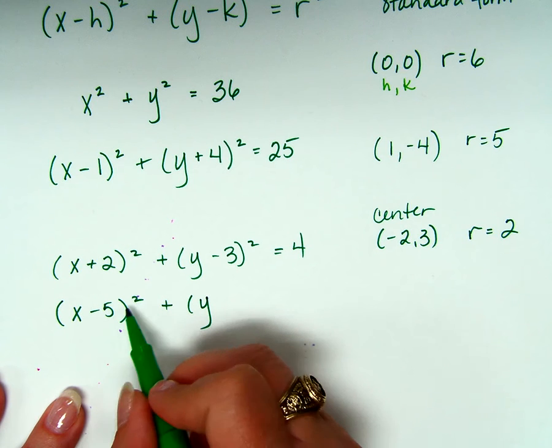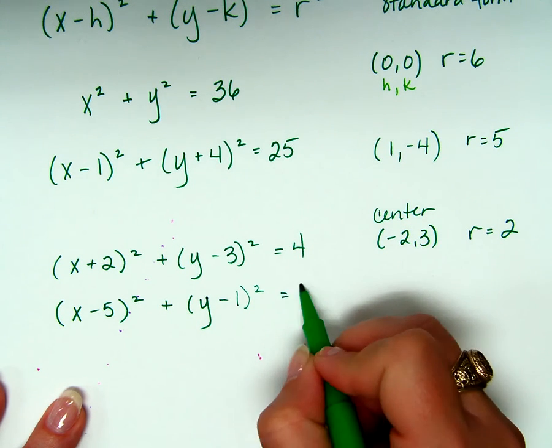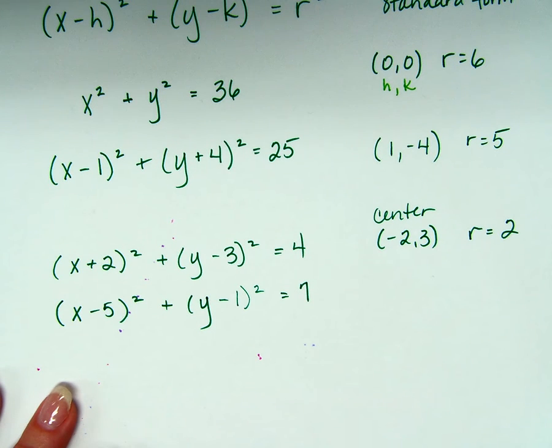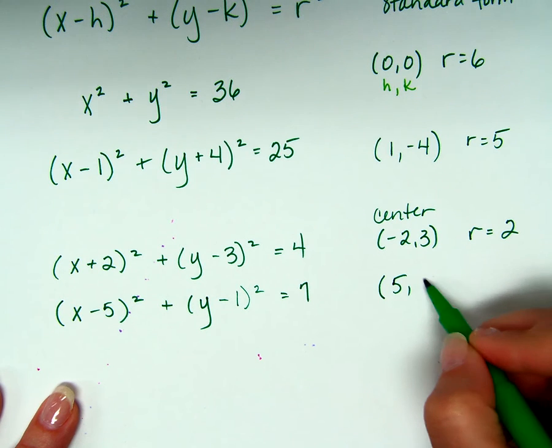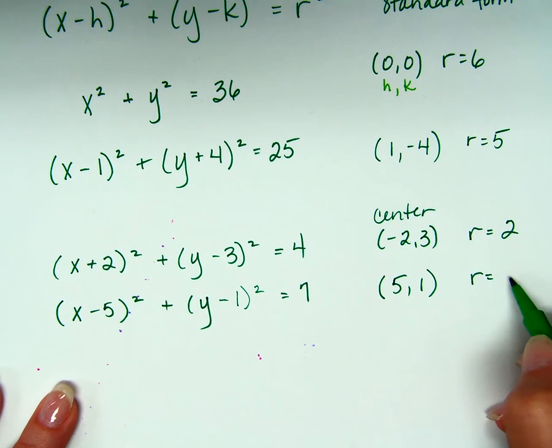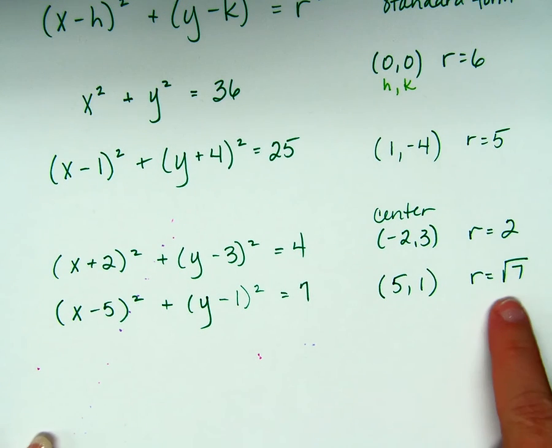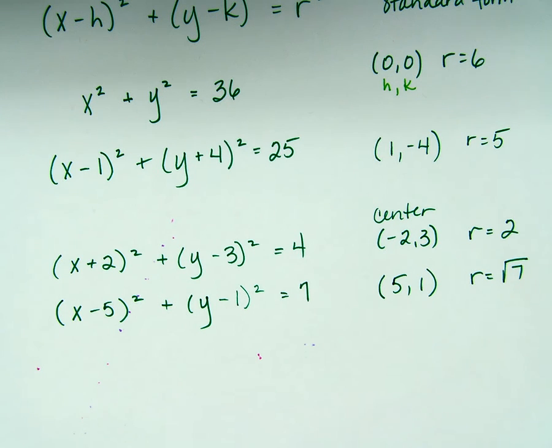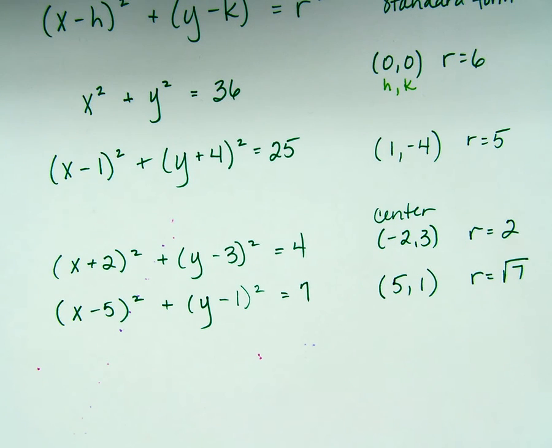I'm sorry. x minus 5 squared plus y minus 1 squared equals 7. Ooh, what's the center? 5, 1. What's the radius? Square root of 7. That's as hard as I can make it. Now, you could take this to a decimal if you needed to. Like if it says graph it, you would have to make that into a decimal to know exactly how far to go out.